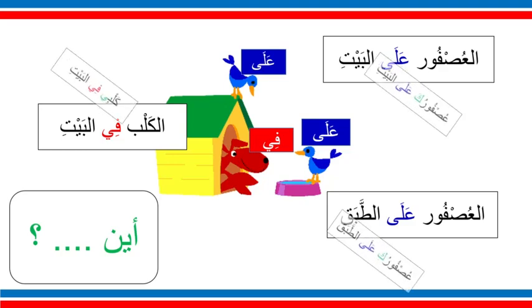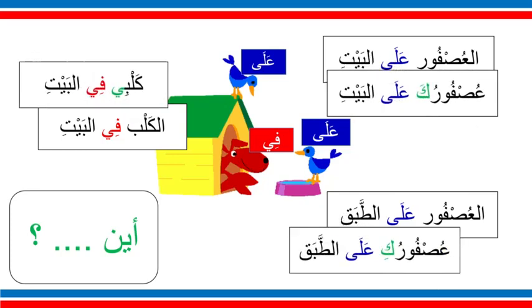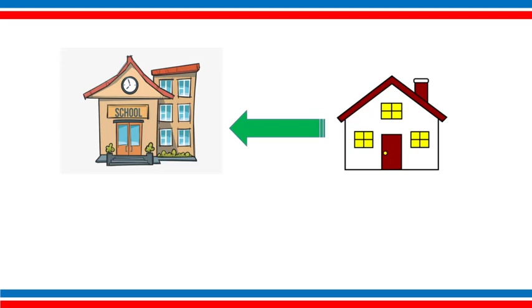Or I can change it. I will make it عصفورك على البيت. Your bird, for masculine singular. عصفورك على البيت. Your bird is on the house. عصفورك على الطبق. Or كلبي في البيت.